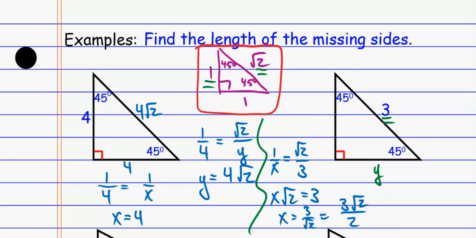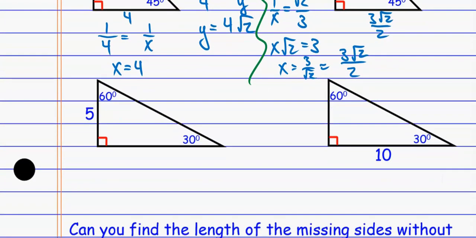I could do the same thing to solve for y, but since we know that this thing's isosceles, all right, and we know that this is across from a 45-degree angle and y is also across from a 45-degree angle, we don't need to set up another proportion. We can just say, hey, this side's going to be the same, okay? And so when we look at this thing, again, it's similar to the original triangle, so I just have to set up a proportion and solve, okay?